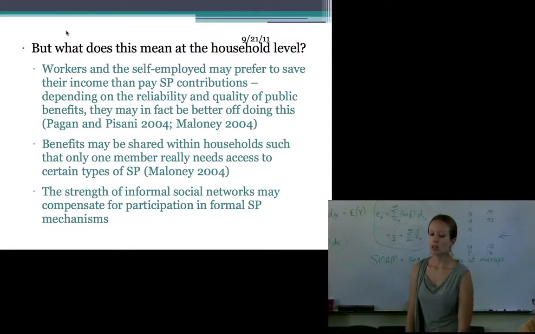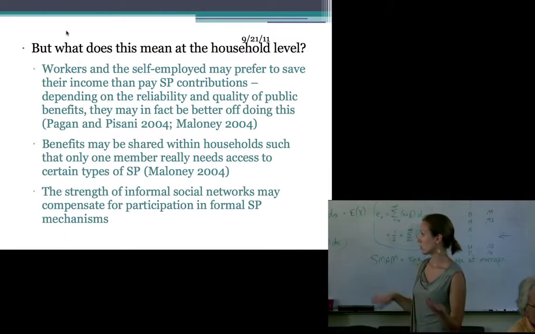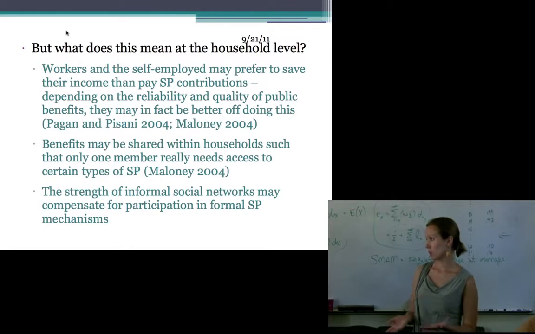And another issue that's particularly important in contexts where a lot of people live in extended families, which is the case in Egypt, is that informal social networks are being used to spread income around. And so people are a lot less concerned about how they're going to support themselves than they might be in a developing country context.